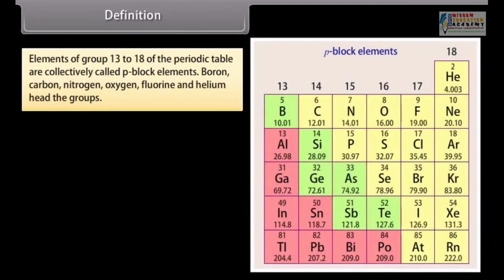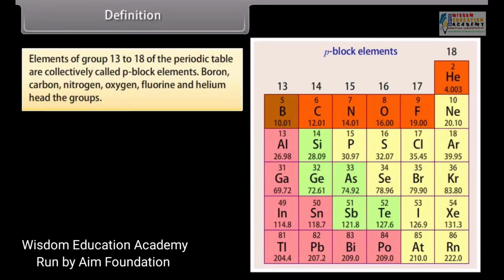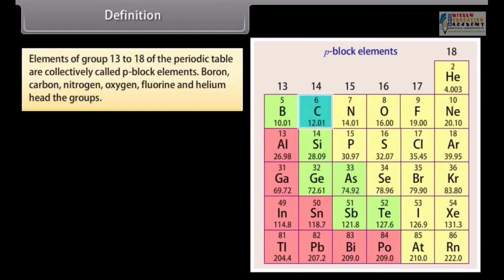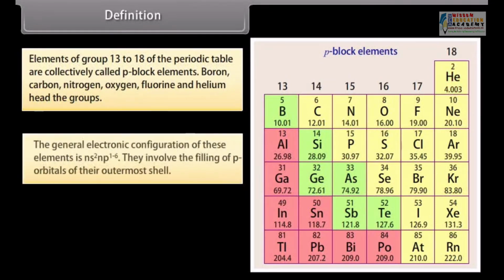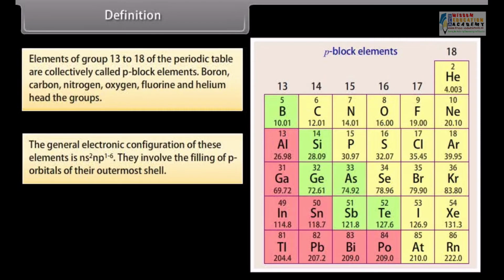Definition. Elements of group 13 to 18 of the periodic table are collectively called p block elements. Boron, carbon, nitrogen, oxygen, fluorine and helium head the groups. The general electronic configuration of these elements is ns2 np1 to 6. They involve the filling of p orbitals of their outermost shell.